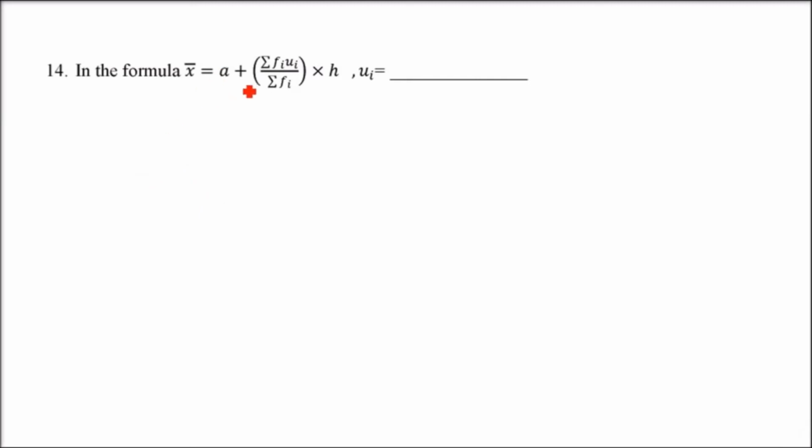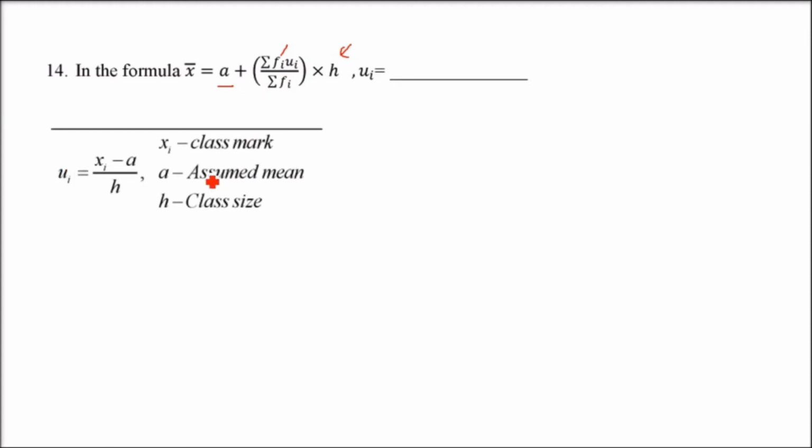In the formula, x bar equals a plus (sigma f sub i u sub i by sigma f sub i) into h. So what is u i? A is the assumed mean, f is the frequency, h is the class interval. So u i is (x sub i minus a) by h, where x is the actual class mark, a is the assumed mean, and h is the class size.